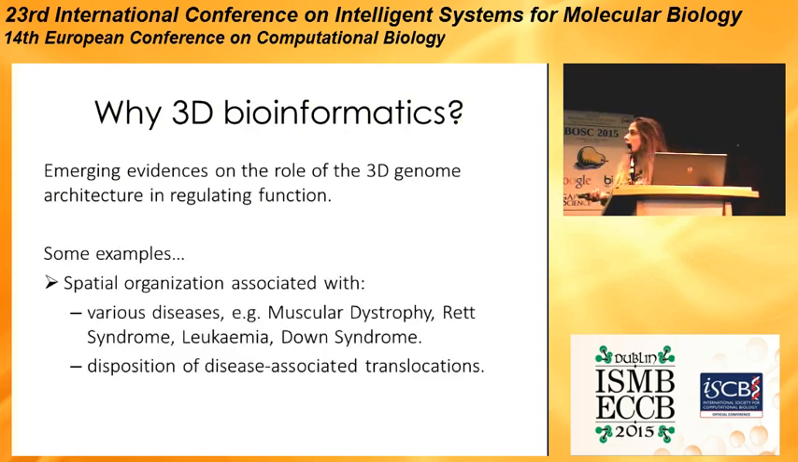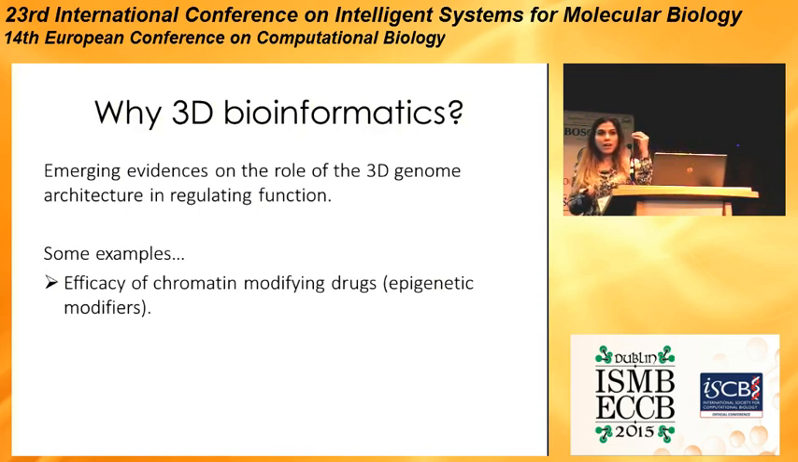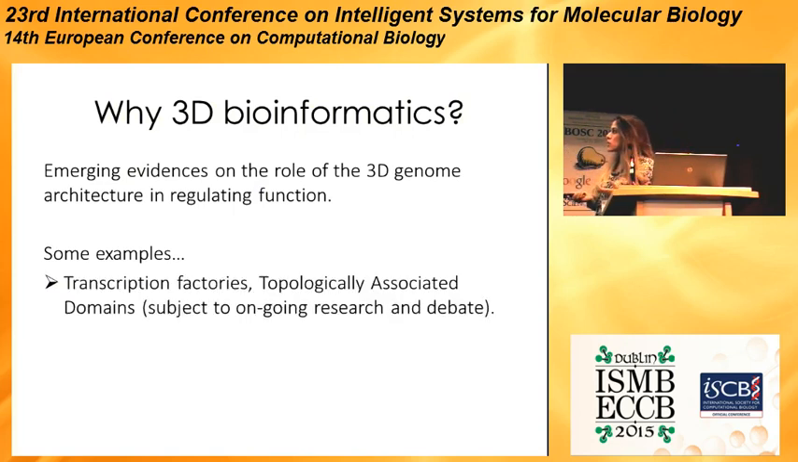Some examples are that people have shown that spatial organization is associated with different diseases and with the disposition of disease-associated aberrations like translocations in leukemia, for example. Chromatin conformations were used as classifiers for disease, specifically for leukemia types and for cell types. Even the efficacy of drugs that modify chromatin has been shown to be related to this spatial organization.